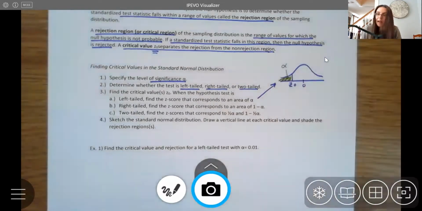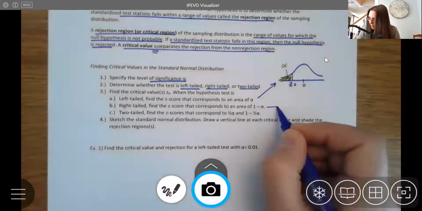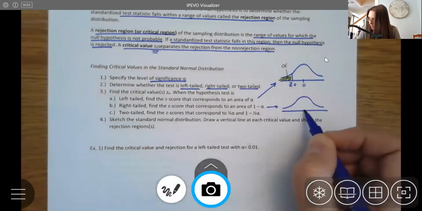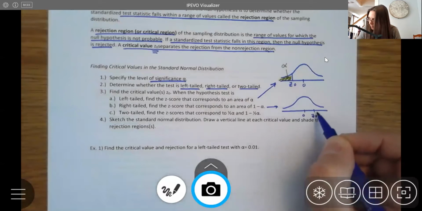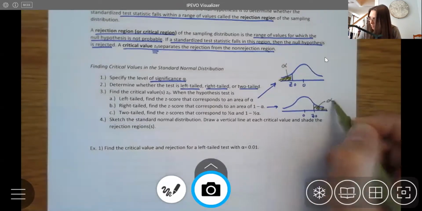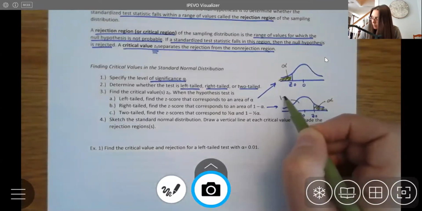Okay, so that is your alpha. If you have a right tail test, then what your picture ends up looking like is that the alpha value is on the right. So you just want to be careful here.